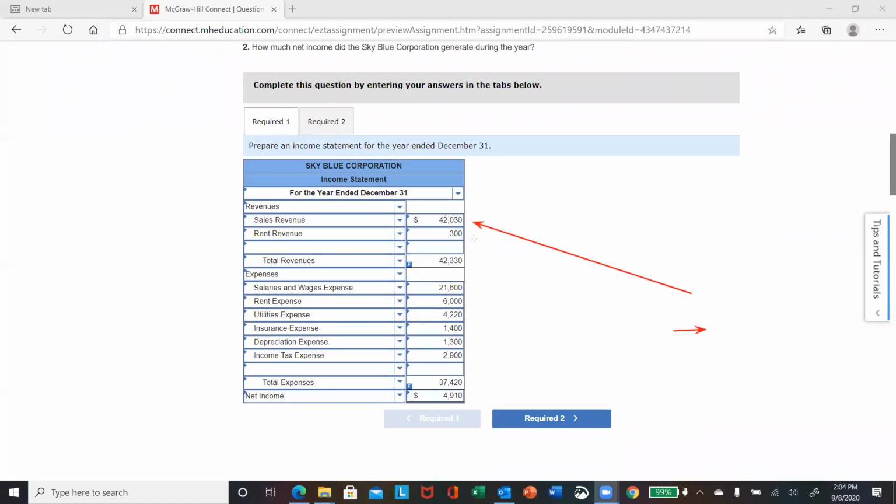And so notice here's your 2 revenue items, total revenues. You add up all your expenses, including income tax expense, subtract those, net income would be $49.10.